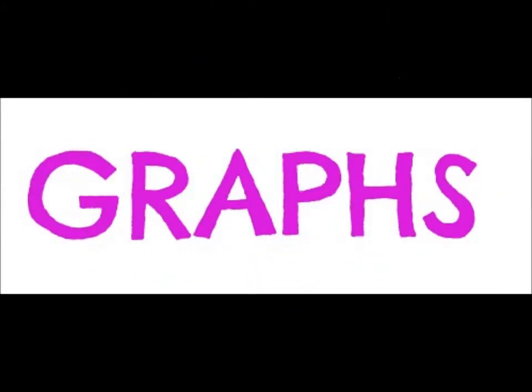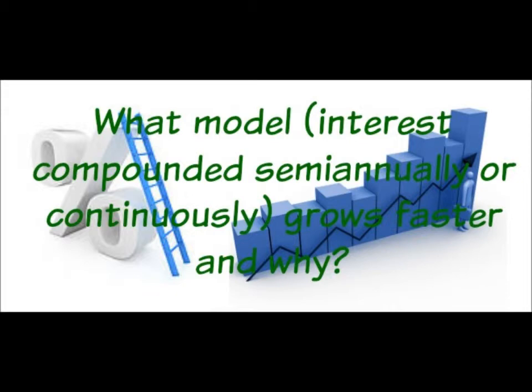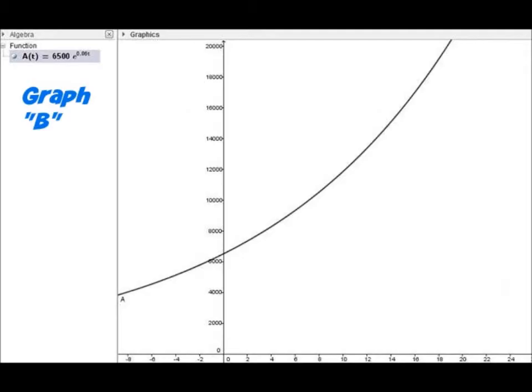Okay, well, right now we have both graphs side by side. The first graph is the semi-annually compounded interest, and the second graph is the continuously compounded interest. So then, what model, interest compounded semi-annually or continuously, grows faster, and why? Well, the model that grows faster is model B, or the continuous model, due to the fact that it's continuous instead of twice a year.